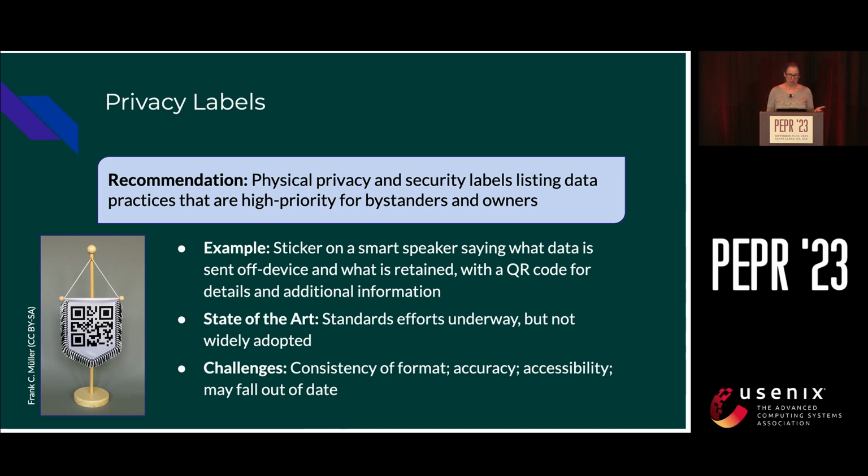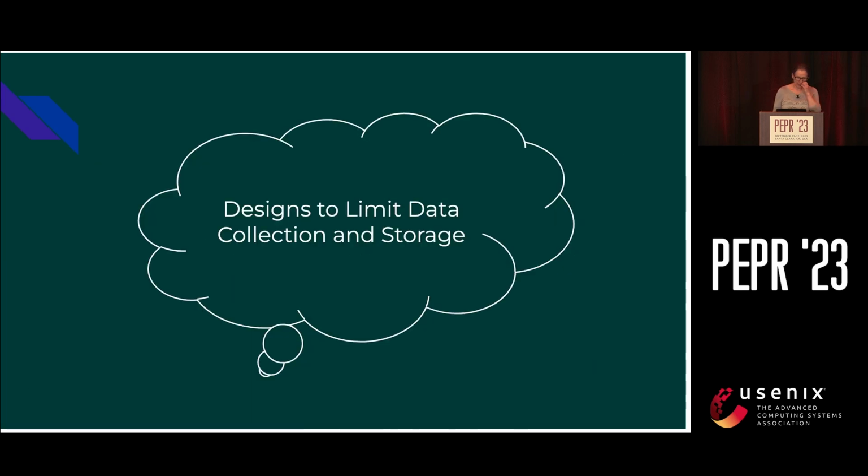Another recommendation is to have physical privacy and security labels explaining some data practices that are high priority both for owners and bystanders, such as a sticker on a device saying what's been sent off device or what's retained, with a QR code for more details. And some efforts to develop standards for labels are underway, but they aren't in wide use yet. I think that was mentioned in Slack in an earlier talk. Potential challenges include consistency and clarity, as well as accuracy, especially since the physical labels can fall out of date, and also accessibility.